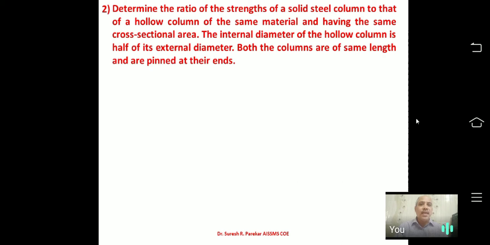Now we will go to the second problem, and in the second problem we have to determine the ratio of the strength of a solid steel column to that of a hollow column. Now whenever values are not given, we are afraid of the problems. If values are given, then we are comfortable. But we should always practice in such a way that we solve problems which do not have given values. If we practice such problems, then our confidence will be built up.